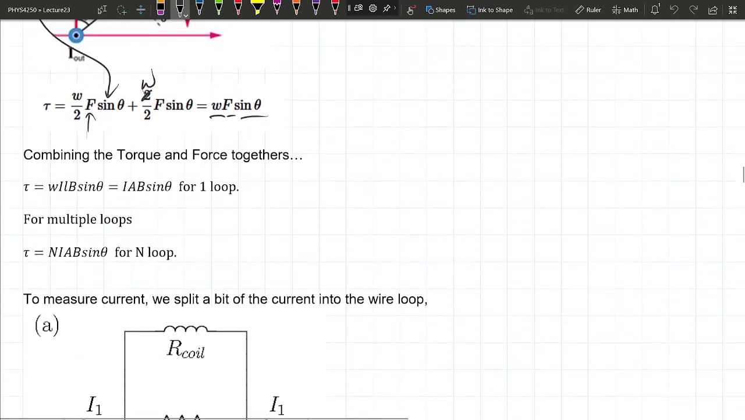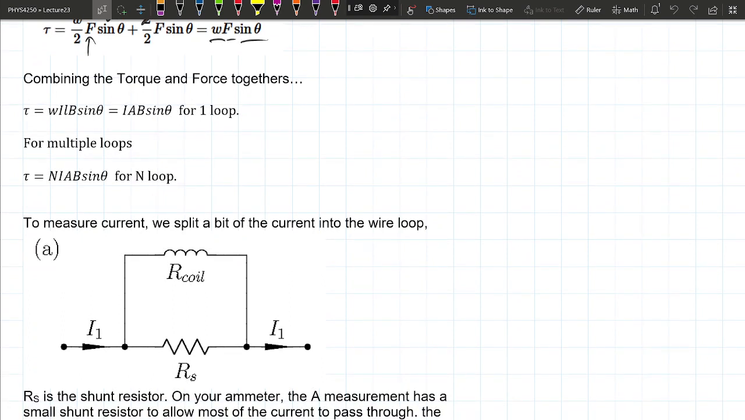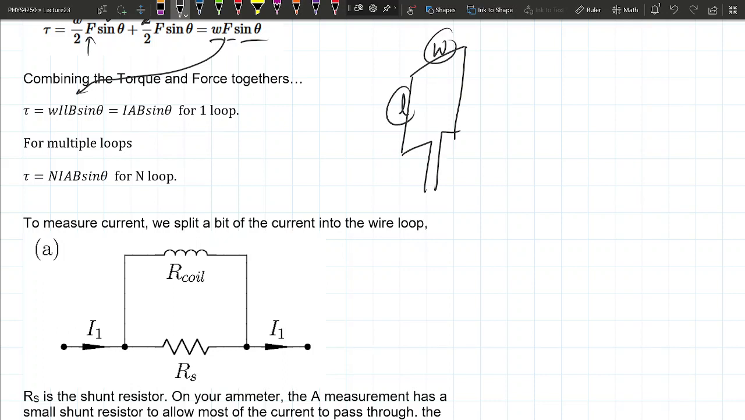If you combine this torque and the force together, where I replace the force with ILB, you get basically W I L B times sine of theta. Just a bunch of complicated variables. It simplifies because if we draw this little wire loop, this is the width of the loop, this is the length of the loop. W times L is what? It's the area of the thing, exactly. So I can replace W times L with the area. That's the amount of torque on this little wire if you have one loop.